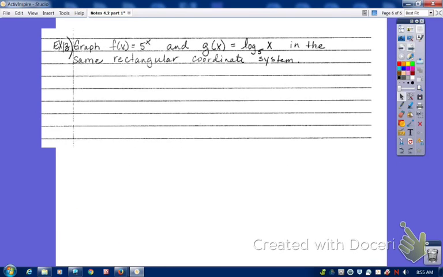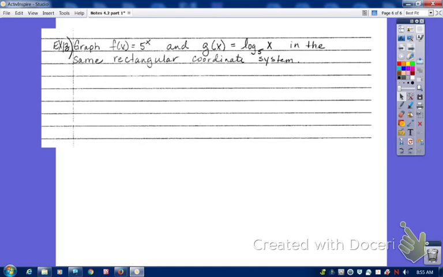All right, example 13. Is this the last example? Yes. It says graph f of x equals 5 to the x. We did that in our homework last night. And we have to graph a log. We've never graphed a log before, but we're going to figure out how to do that together in the same rectangular coordinate plane. So we're going to graph f of x and g of x in the same coordinate plane.